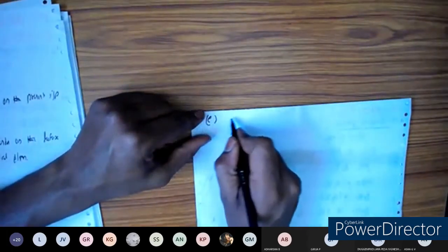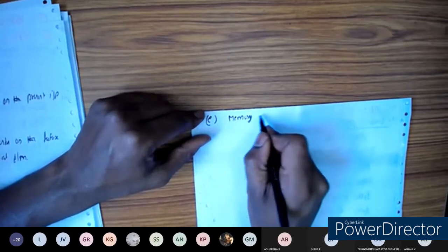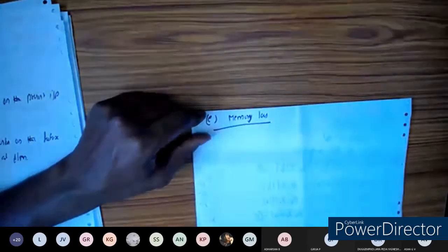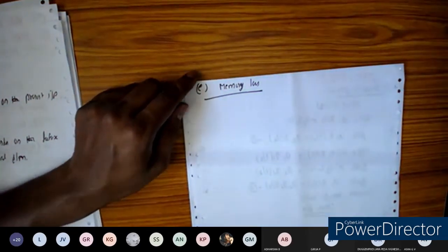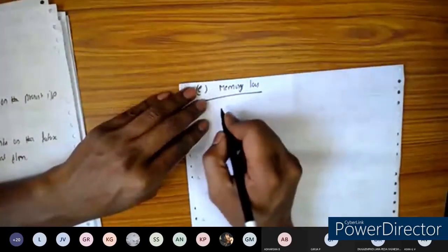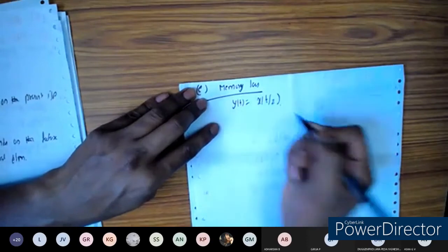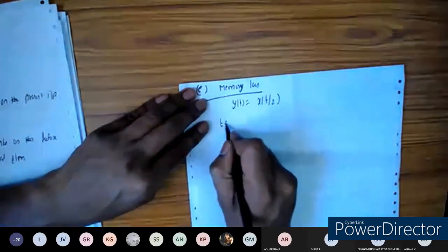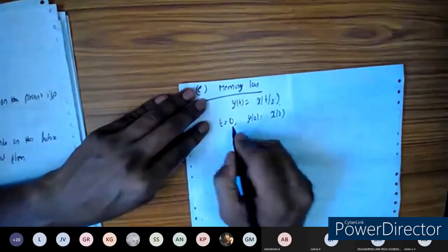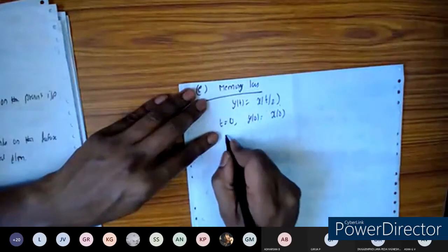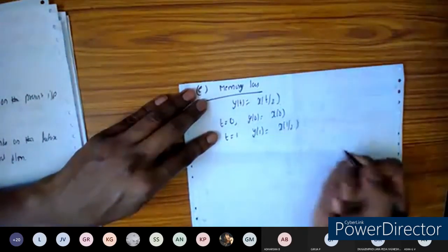Okay. So the next one is called memoryless or memory. Now the given system is y of t is equal to x of t by 2. If I substitute t is equal to 0, y of 0 will become x of 0, so for 0 it is okay. Let us take another time instant, t is equal to 1. So y of 1 is equal to x of 1 by 2.